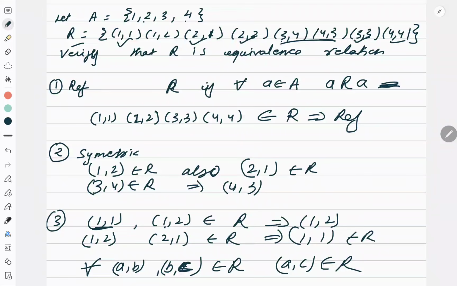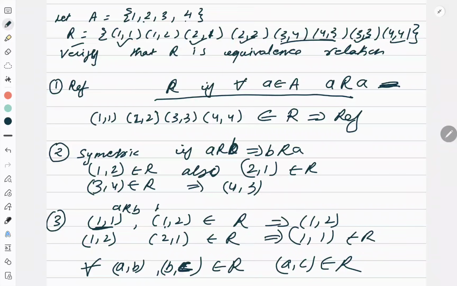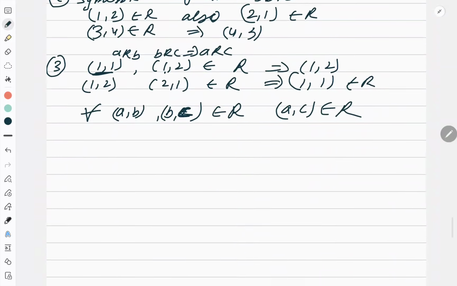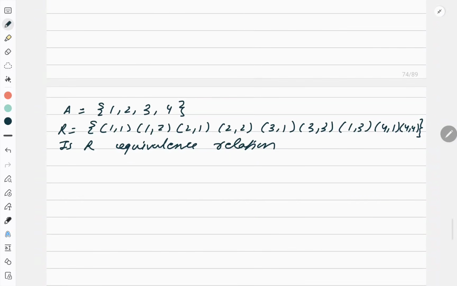So when you define symmetric, see, reflexive I wrote like this. Symmetric, how should you write? If a is R related to b, implies b is R related to a. For transitive, how will you write? If a is R related to b, b is R related to c, implies a is R related to c. So before doing the question, you should define it mathematically in one line. Okay. Now let's come to the next question.